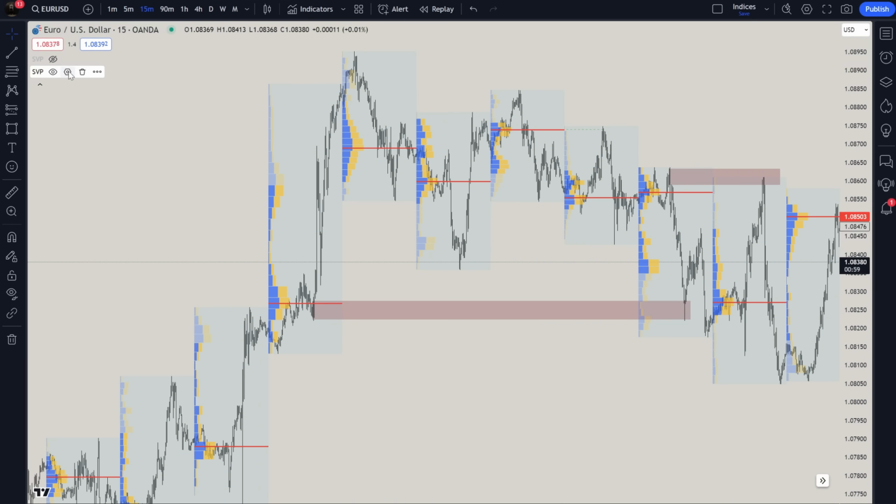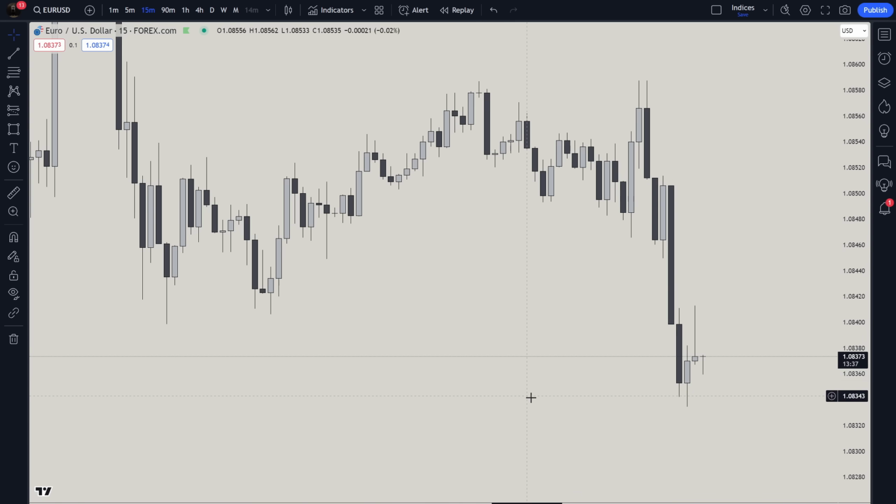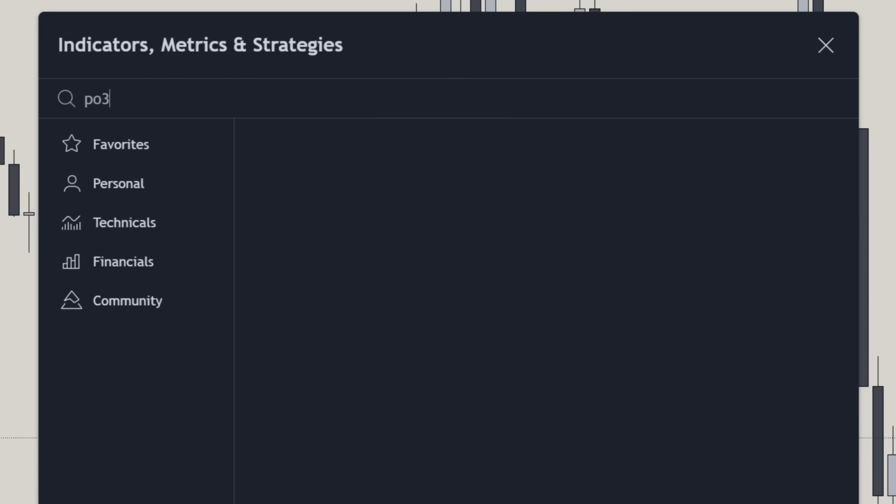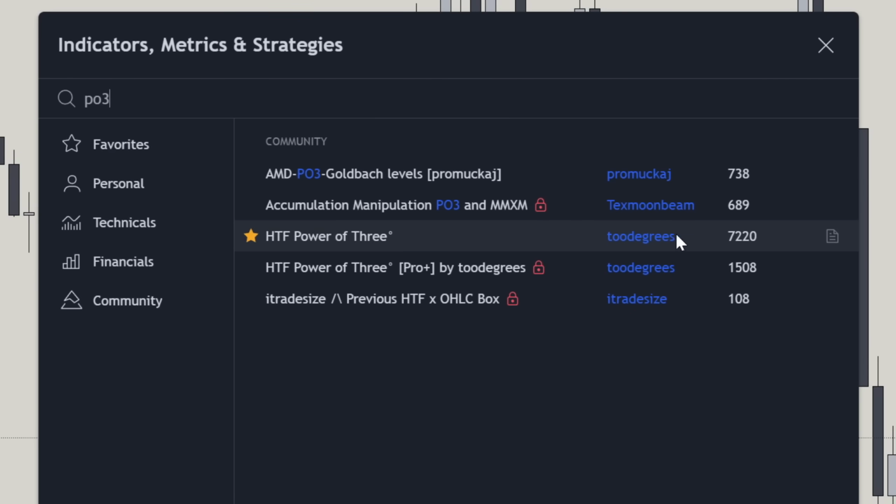The fifth indicator is going to be helpful for the people who want a specific candle to refer to and use as a reference, or if you're someone who uses two time frames. So let's say you use 15-minute and 1 minute, 4 hour, 15-minute, whatever, right? So what we're going to do is go to indicators and look for PO3 or power of 3, and look for this one, higher time frame power of 3.